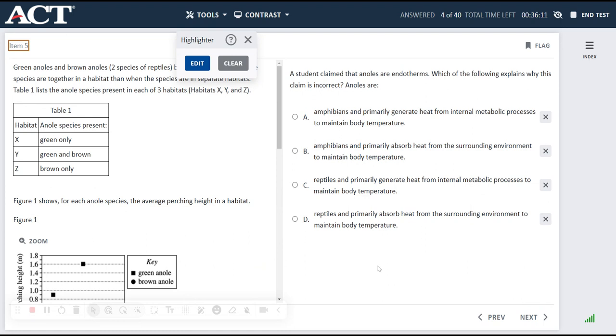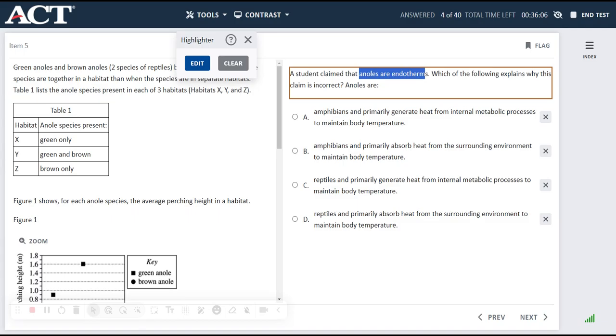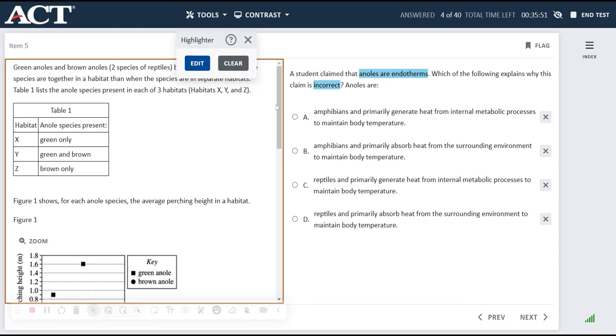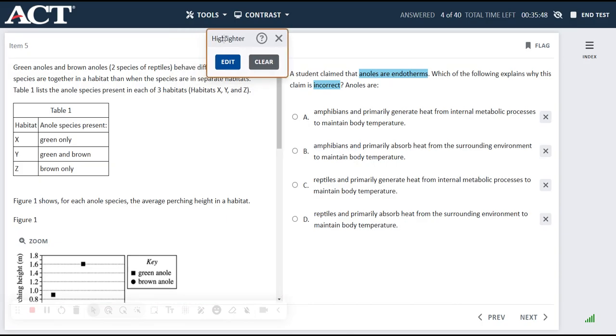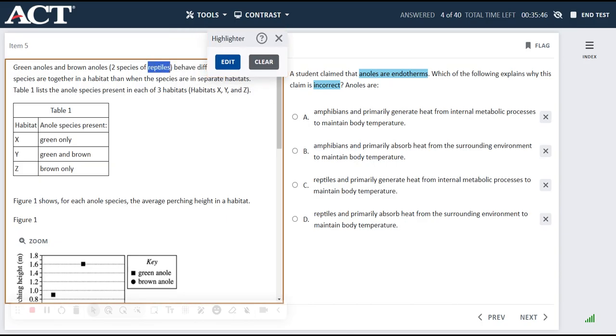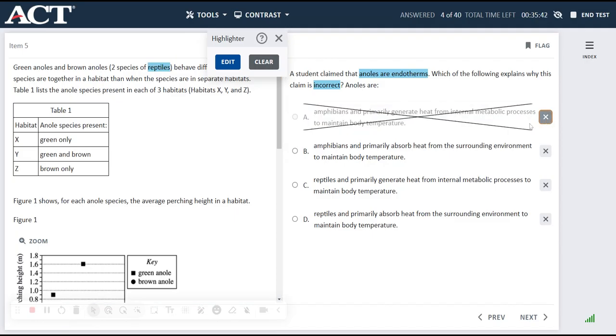And then 5, a student claimed that anoles are endotherms. I don't know what that is, so it's a knowledge question, I guess. Which of the following explains why this claim is incorrect? Okay, it says amphibians. Wait, so anoles, we already know are not amphibians. It tells us in the intro that they are reptiles. So we can eliminate, for sure, choice A and B.